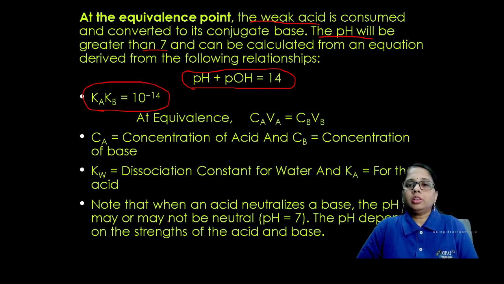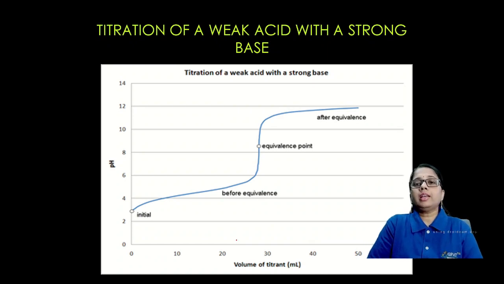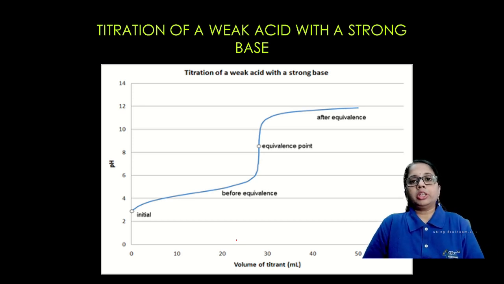Okay, so you need to know that when an acid neutralizes a base, the pH may or may not be neutral, that means it may not be equal to pH 7, and this pH depends on the strength of the acid and base. That means how much strength, the acidity or basicity of the compounds you are going to use. Okay, so if you see, for example, a titration of a weak acid with a strong base, or any type of acid base titration, these are the general points you are going to learn about.